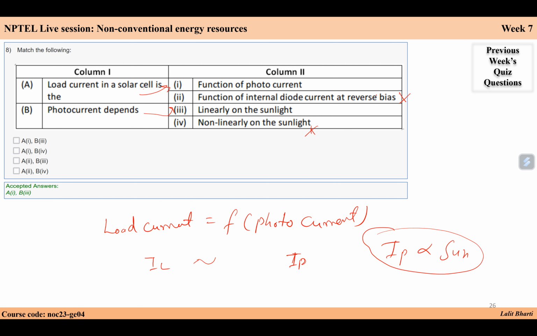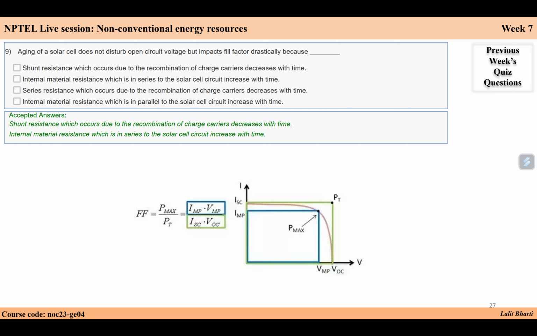And option 2 is also incorrect because it is not a function of internal diode current and reverse bias. So our option 1 is correct here. All others are incorrect. Then we have the main question. Its statement is: aging of a solar cell does not disturb open circuit voltage but impacts the fill factor drastically. So we have to see the statements. VOC will not be affected.